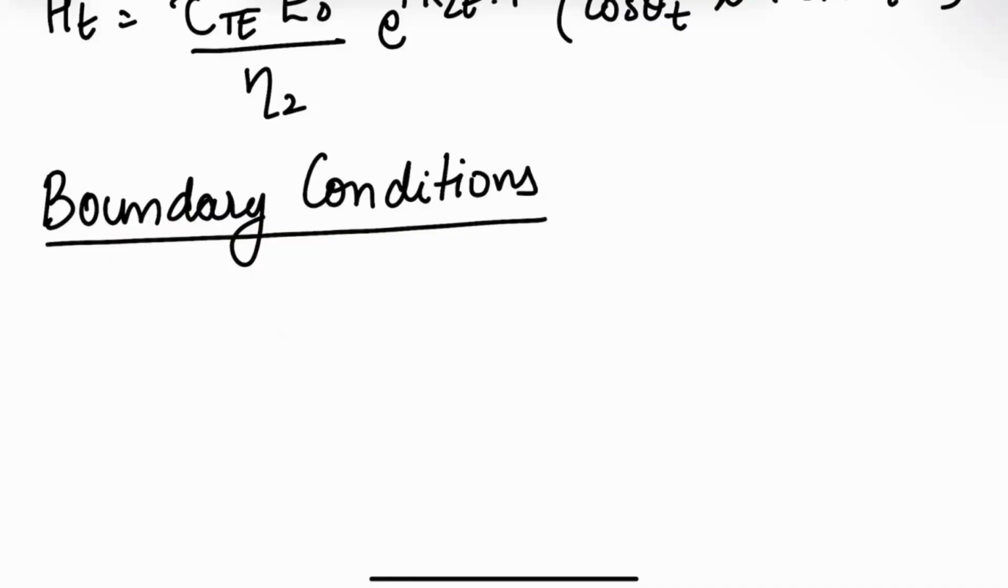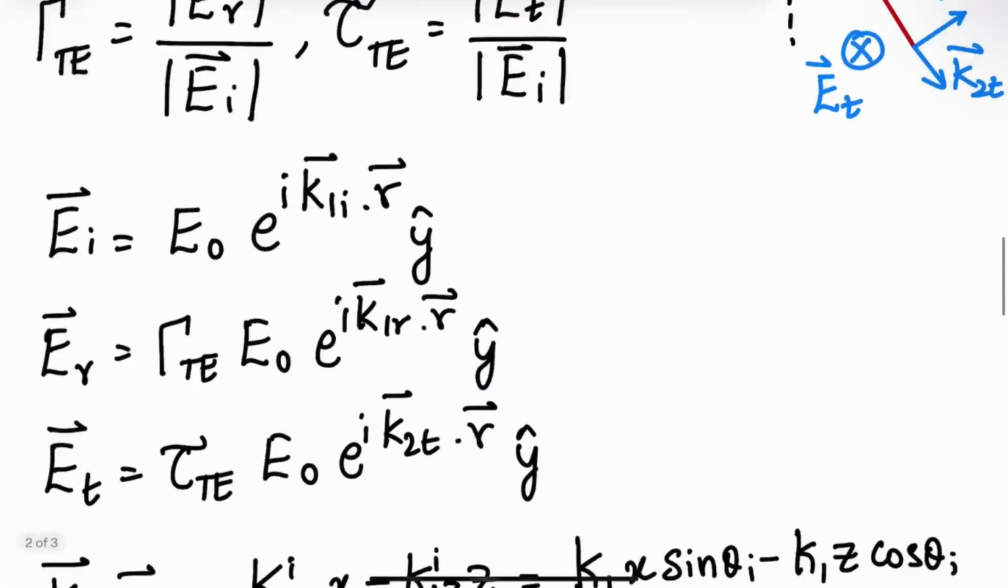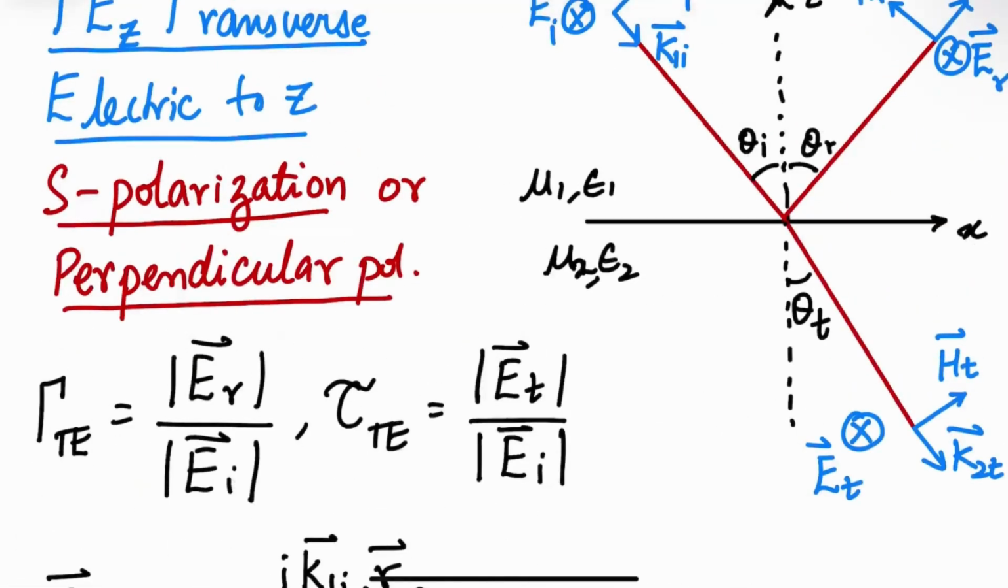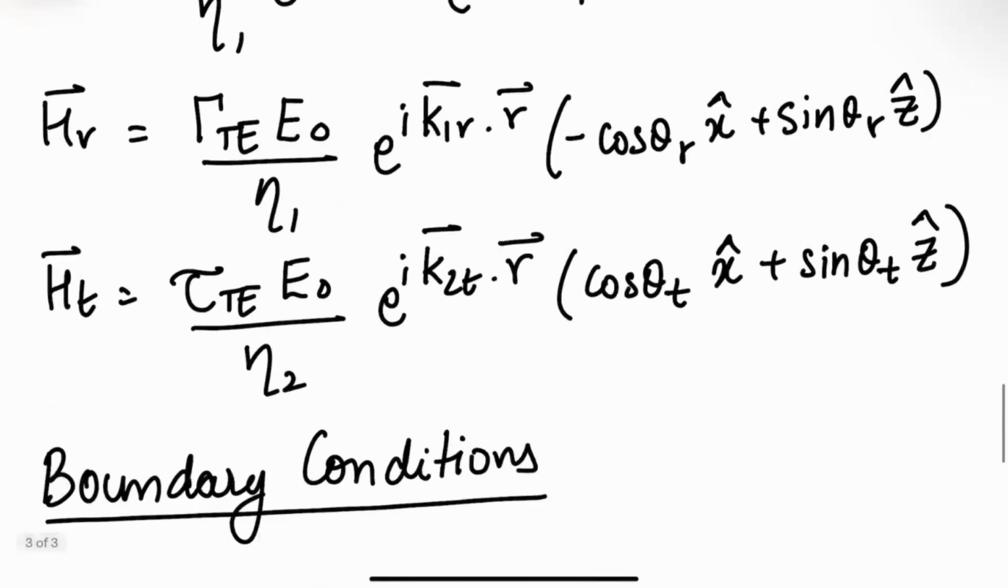So the next step is to apply the boundary conditions, which is that the tangential E must be continuous at z equal to 0. So if you go back to this picture, at this interface, when z is equal to 0, the tangential component of E, which is of course this component, must be continuous. Now on the top surface, you have two electric fields. You have this one and you also have this one, right? So this plus this tangential component should be equal to this. That's what we're going to write down.